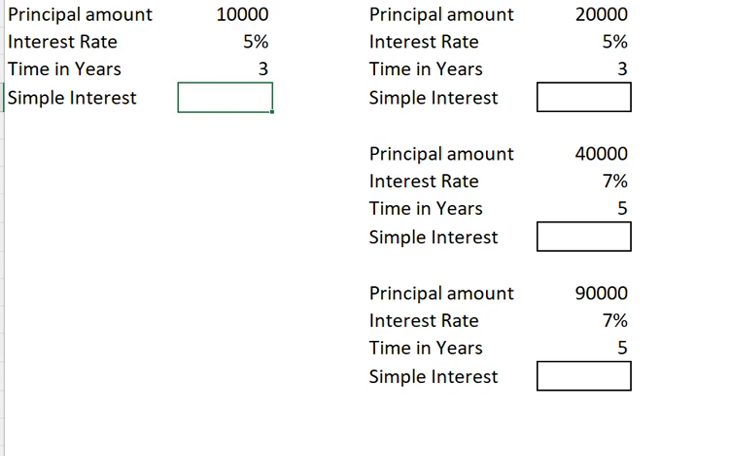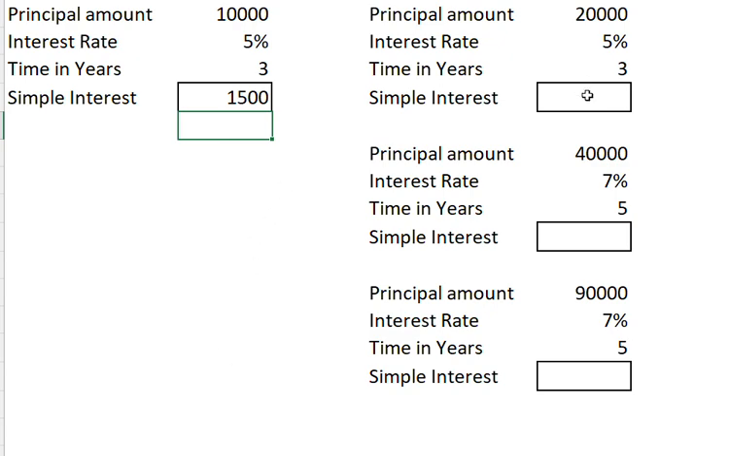We will click here in cell B4, press equal to, select the principal amount, multiply by interest rate, multiply by time in years, press enter. So here we get the simple interest which is 1500.